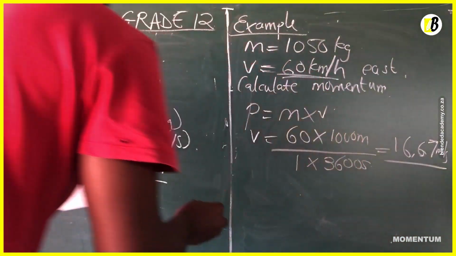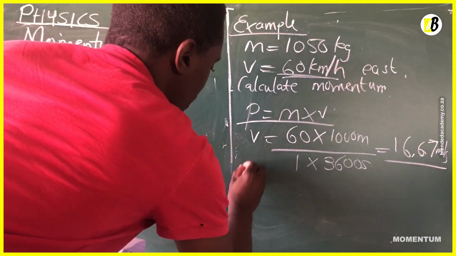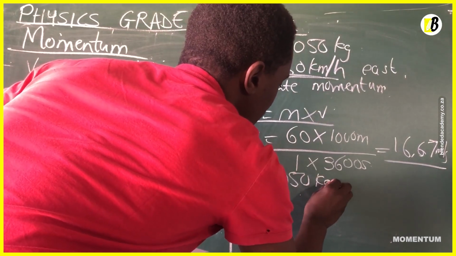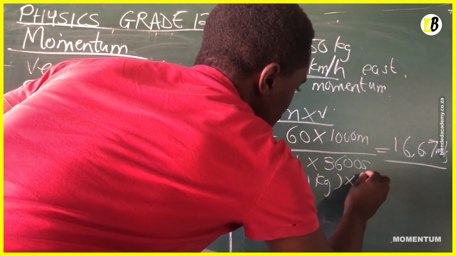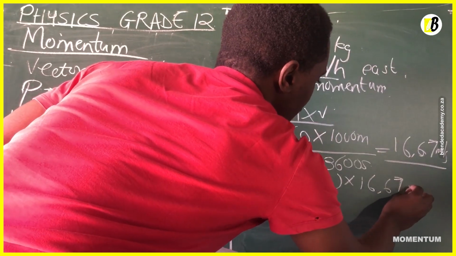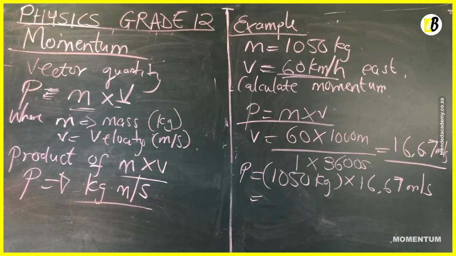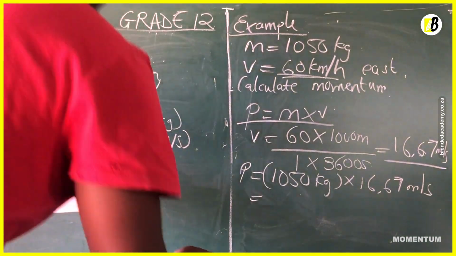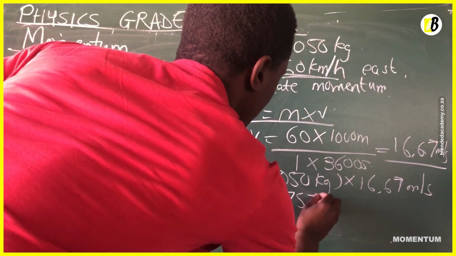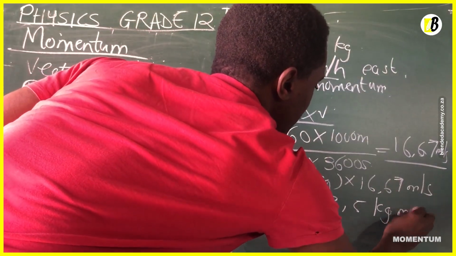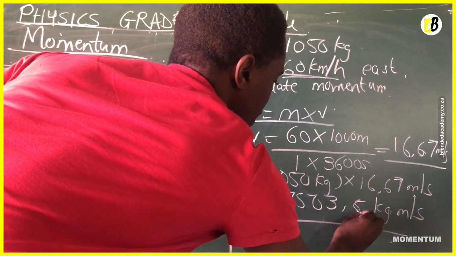16.67. So now go back to our equation. Momentum equals the mass, given as 1,050 kilograms, multiplied by the velocity, which is 16.67 meters per second. And from that, you're going to get 16.67 multiplied by 1,050. Well, that's 17503.5 kilograms meters per second. That's your momentum for this object.